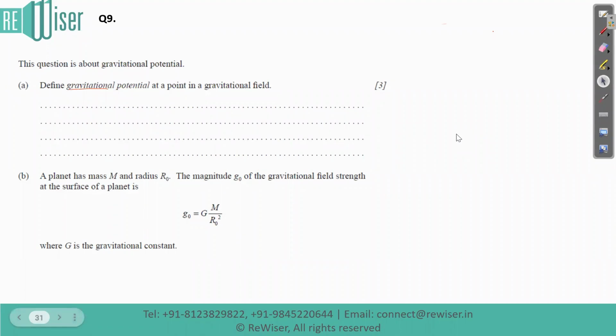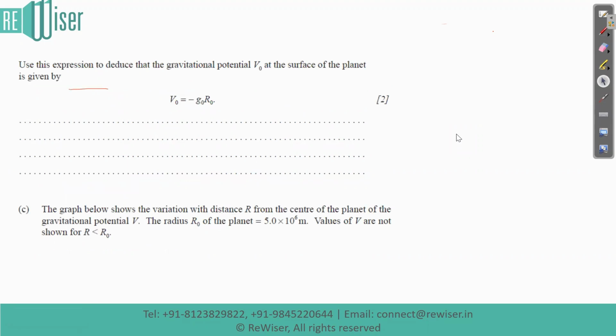B. A planet has a mass of M and radius r0. The magnitude g0 of the gravitational field strength at the surface is this, where big G is the gravitational constant. Use the expression to deduce that gravitational potential V0 at the surface of the planet is this.